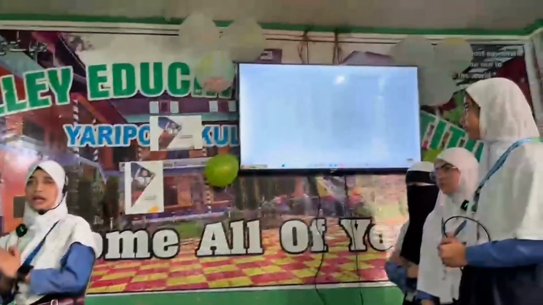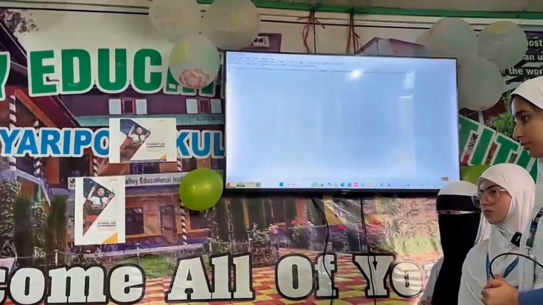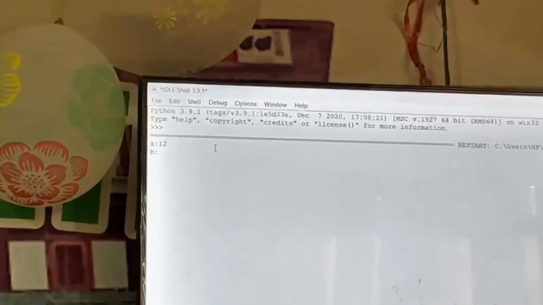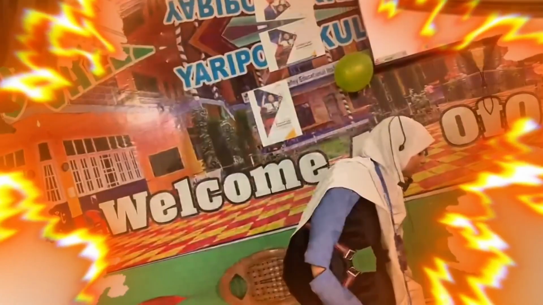Now it's time to check. So first I will give the value of a as 12. Then I will give the value to variable b as 13. Now it will give us the hypotenuse of the side.